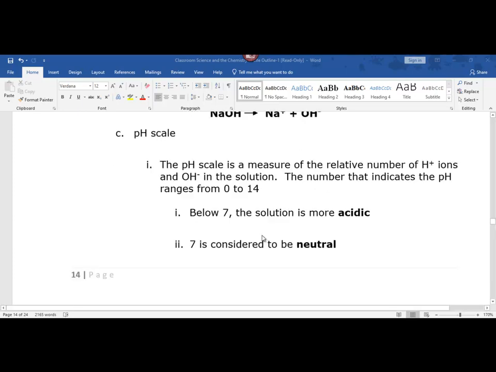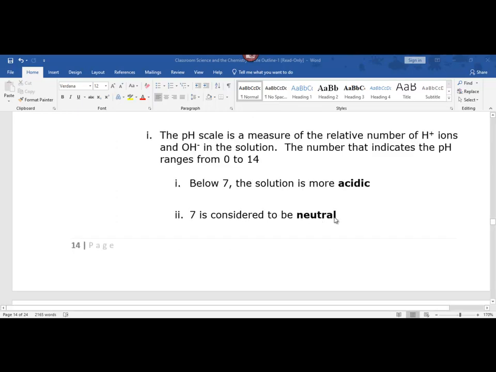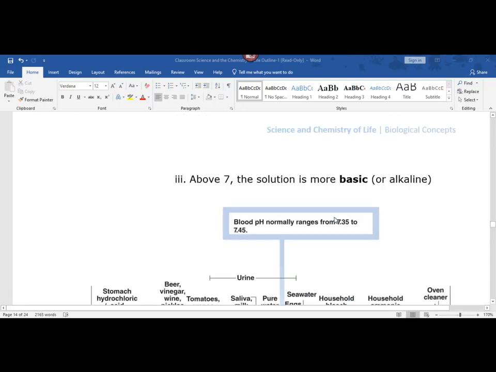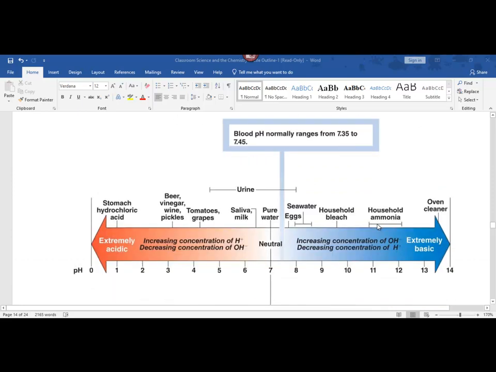All right, the pH scale goes from 0 to 14. Below 7 is considered acidic. The lower the number, the more acidic. 7 is neutral, which is water. And above 7 is more basic or more alkaline.